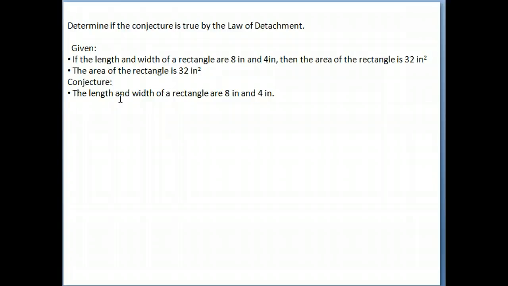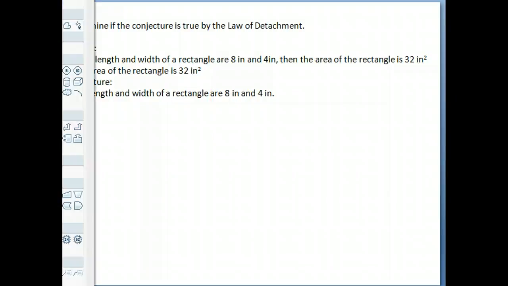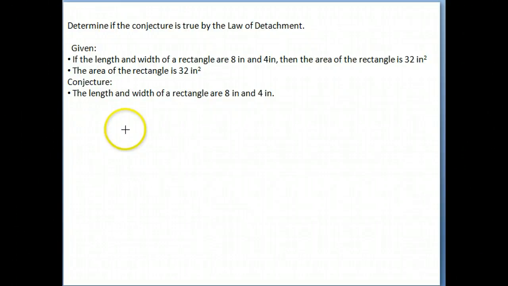Okay, remember, in order to make a conjecture, our given information here in the second line has to be from the if part. And notice it's not. It's from the then part. They're saying the area of a rectangle is 32. That does not automatically mean that its length and width are 8 and 4. If you think about it, we can actually logically think this one out and say it's wrong.